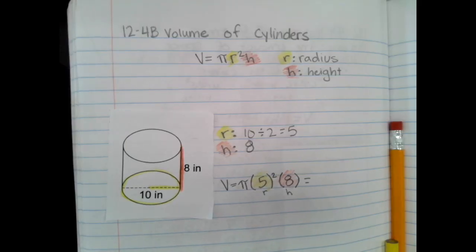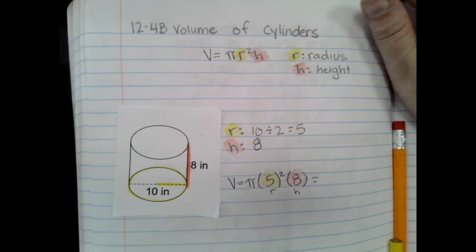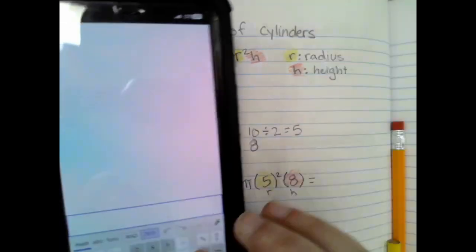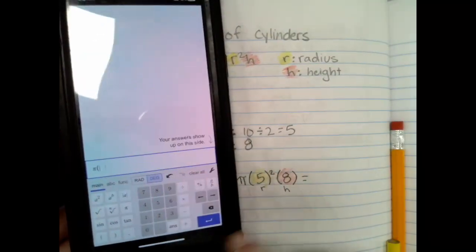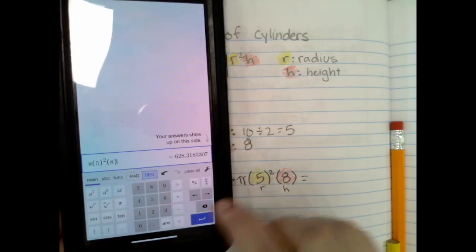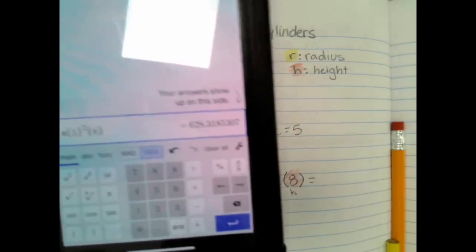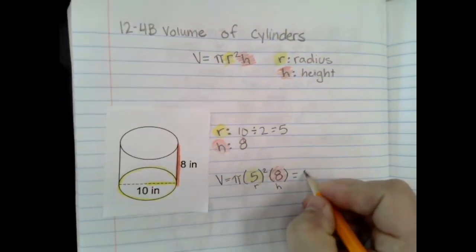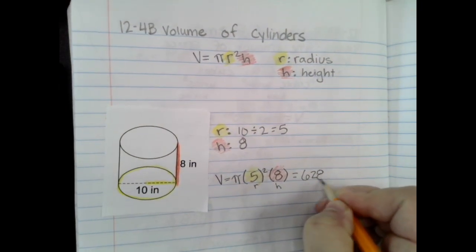Okay, we throw that into our calculator. Today we're going to be rounding to the nearest tenth, one decimal place. So pi times 5 squared times 8. So 628.3 or 628.4? Good, 628.3.